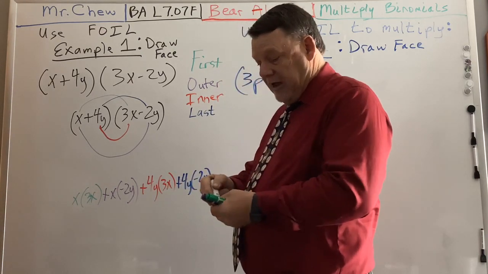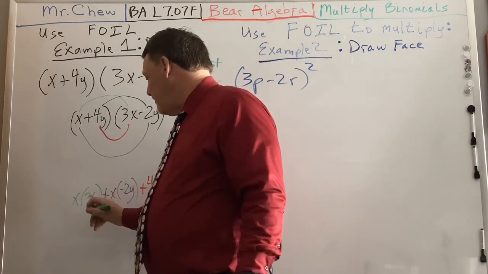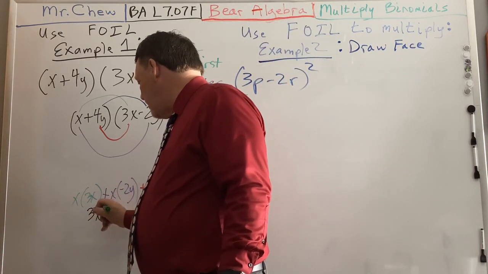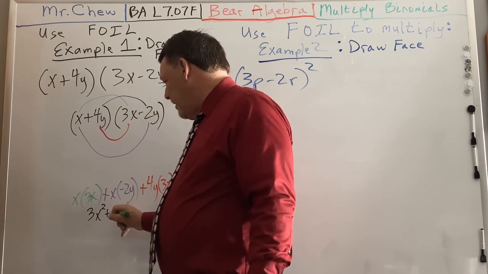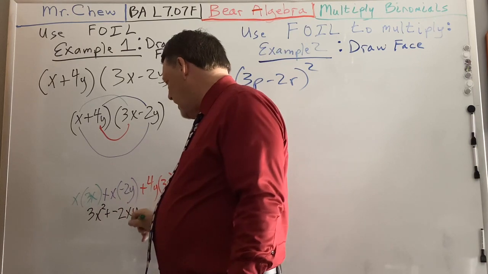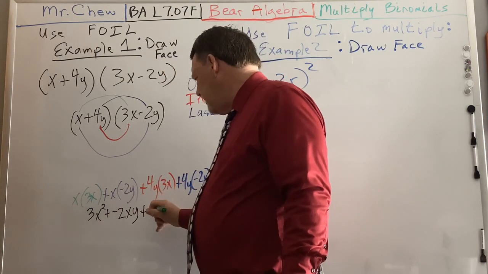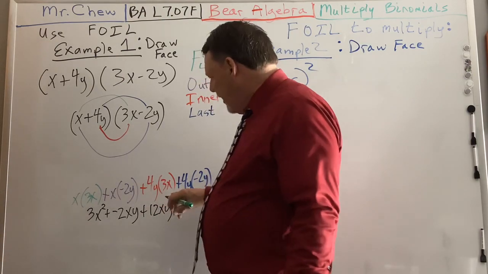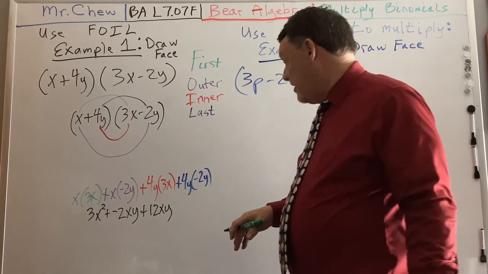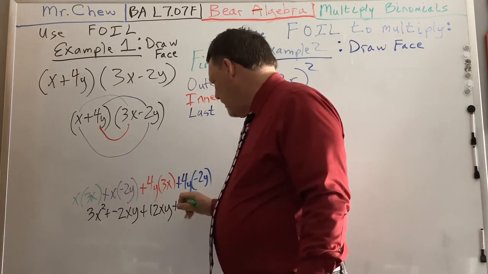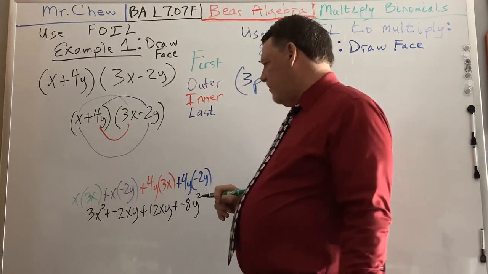And now I just have to simplify. So x times 3x is 3x squared. x times negative 2y is negative 2xy. 4y times 3x is 12xy. And I know some students will say that's yx. Well, yx and xy are the same. Plus negative 8, y times y is y squared.